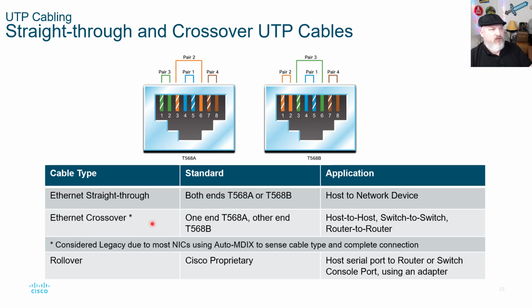An Ethernet crossover has one end 568A and the other end 568B. You use those for host to host, switch to switch, or router to router. A straight-through, you would use for host to network device.